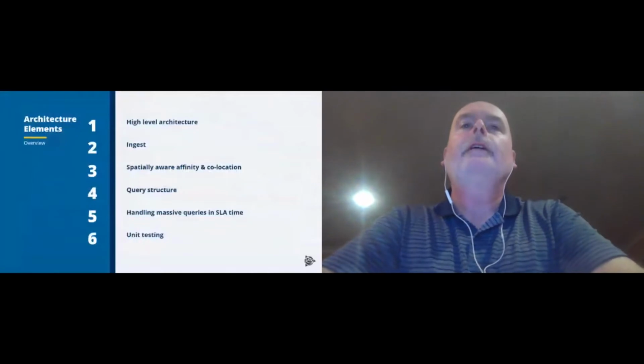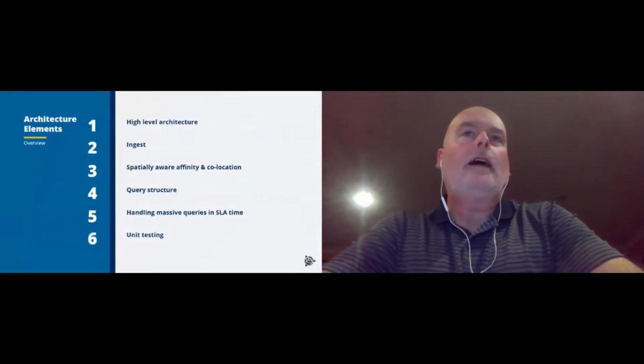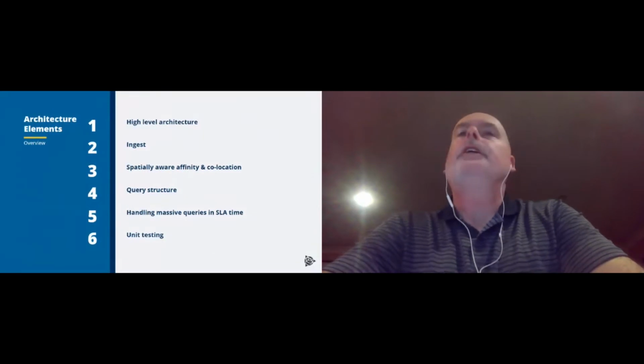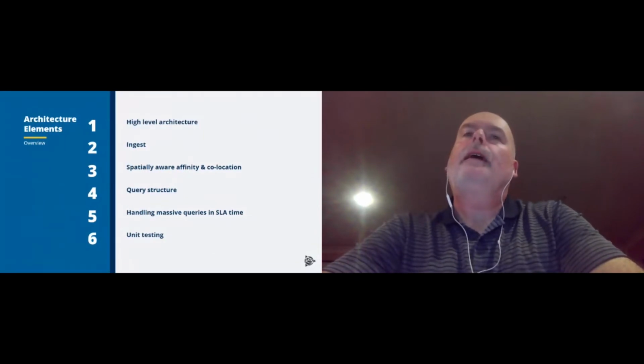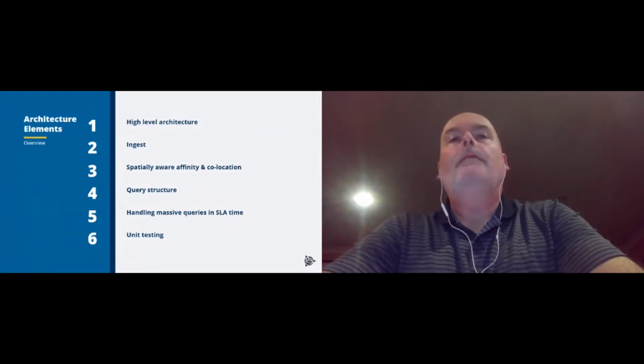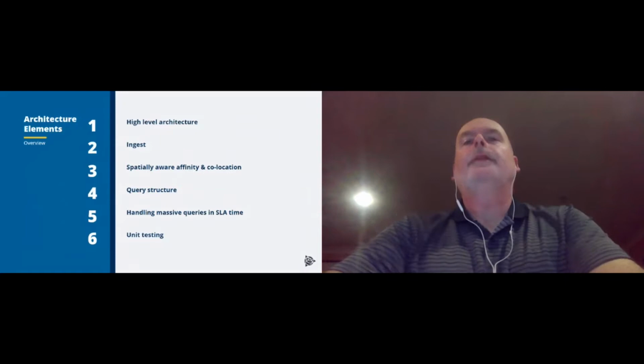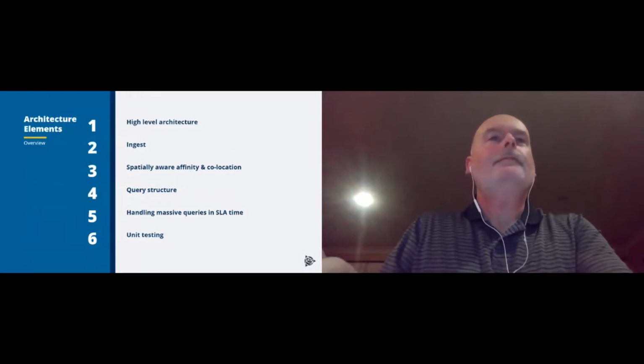Switching to look at some architecture. Really, I'm going to cover a number of aspects of this: to take a look at our high-level architecture, and in particular our ingest pipeline, the way we use affinity and co-location in a spatial sense, our query structuring, dealing with massive queries, and unit testing, which may seem like a strange architecture element, but we'll get there.